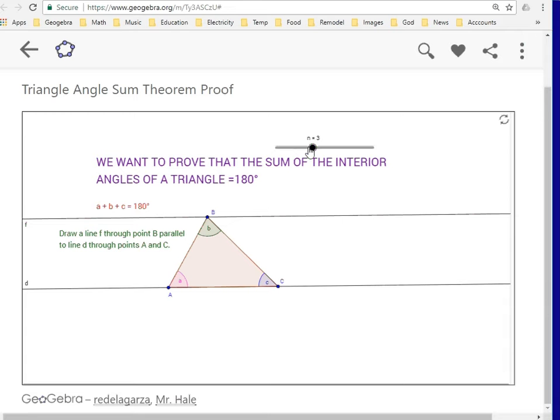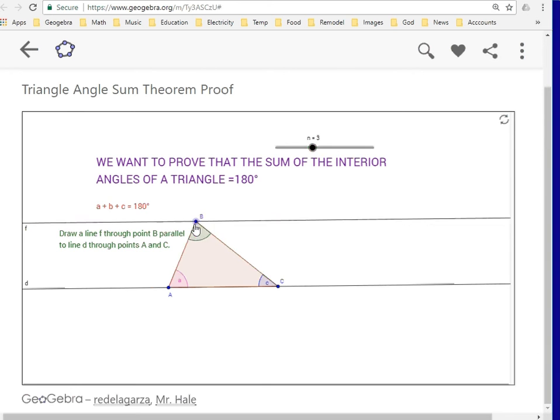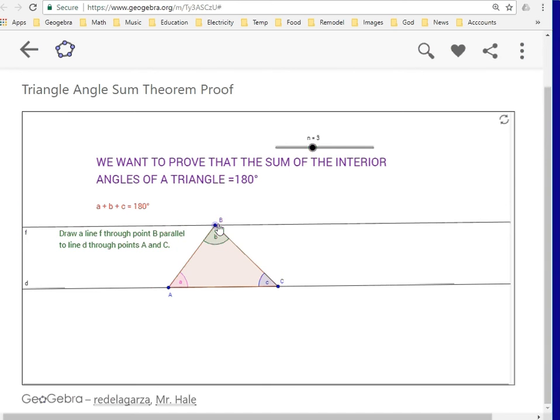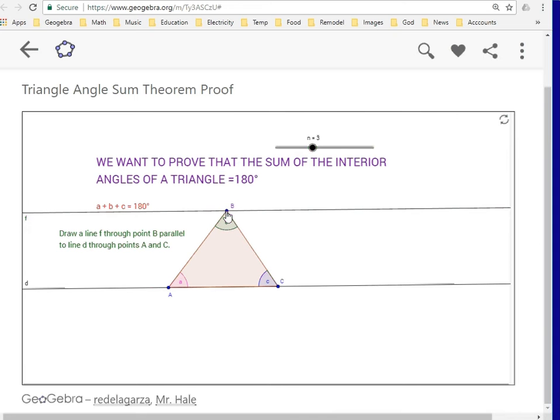All right, the first part of the proof is to just draw two parallel lines, one at the bottom of the triangle and one that goes through the top point up here. Of course, we should be able to move this around for any triangle, and it should be true no matter what the triangle is. That's the first thing we're going to do.